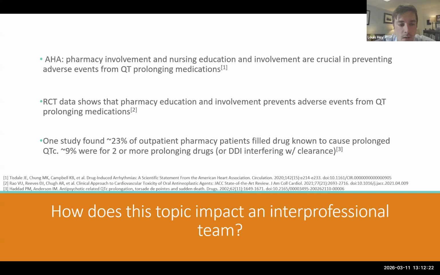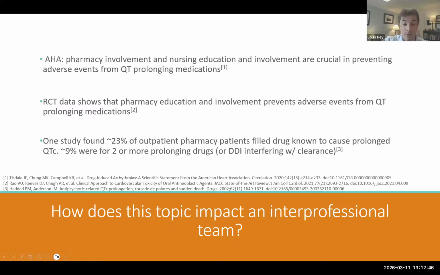And then they've done a randomized controlled trial to show that pharmacy education works. One group of patients, when they pick up their prescription, gets education from a pharmacist specifically about QT prolongation, and they go through the risk factors with the patient. The other group didn't, and lo and behold, the group that got the education had fewer adverse events.